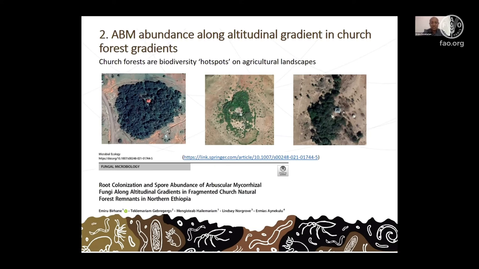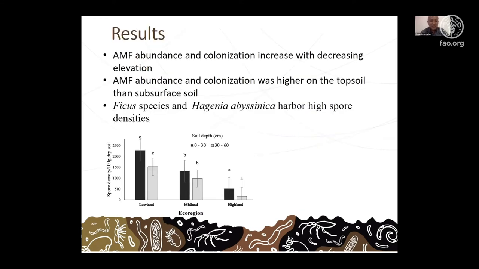And we stratified the area into the highlands, the middle elevation, and also the lowlands to see what's happening along an elevational gradient. But yeah, next slide, please.